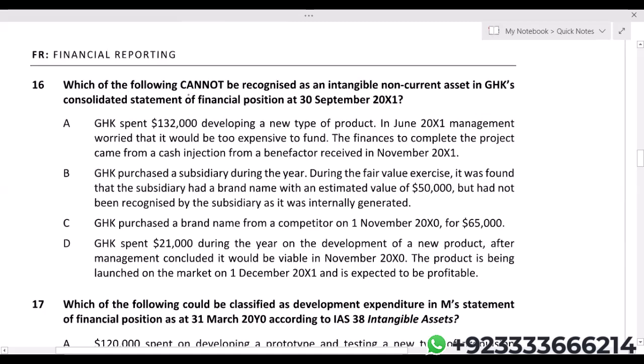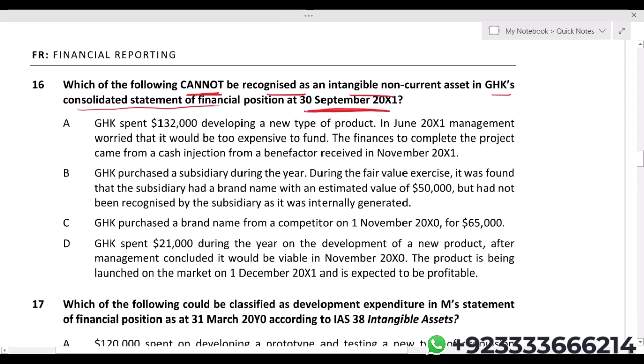Which of the following cannot be recognized as an intangible asset? Normally, when you read the term intangible asset, IAS 38 should come to your mind. Okay. Which of the following cannot be recognized as an intangible non-current asset in GHK's consolidated statement of financial position at 30th September X1? The year end is 30th September X1.